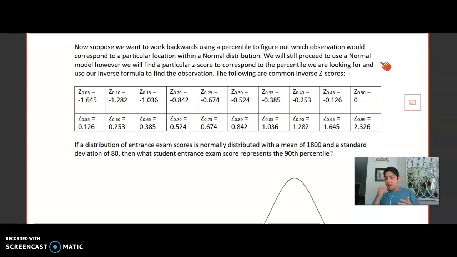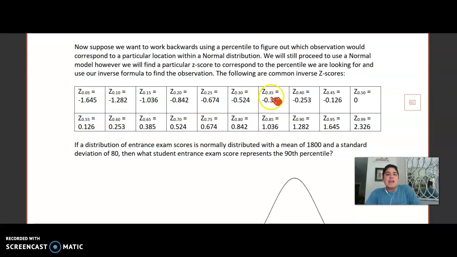So you need to keep that in mind, and something that's very popular on the AP exam is giving you a percentile or giving you a z-score and then having you compare where those values fall in a normal model. Of course, we'll do more practice with this. But for now, let's take a look at these z-scores here.